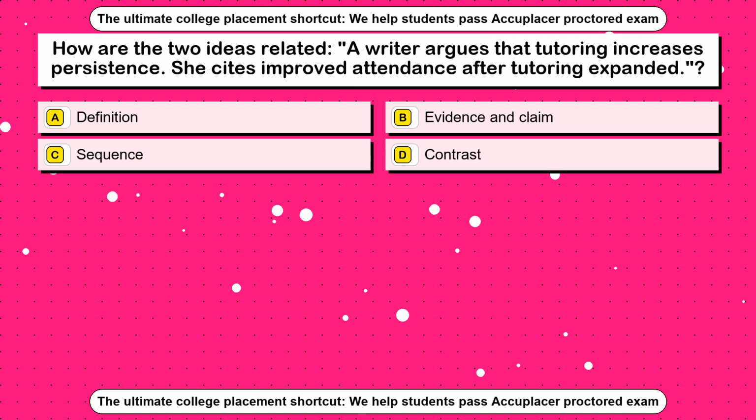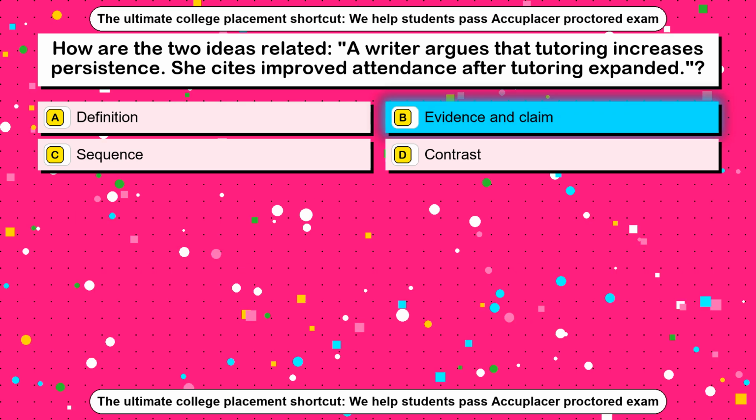Question 94. How are the two ideas related? A writer argues that tutoring increases persistence. She cites improved attendance after tutoring expanded. Option A, definition. Option B, evidence and claim. Option C, sequence. Option D, contrast.